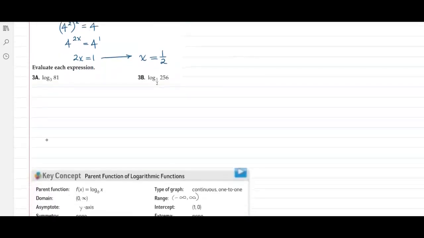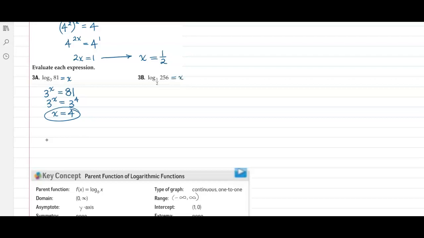Let's try another one. We don't know what this equals, but it equals something, so we'll call it x. 3 to the x equals 81. Now I'm going to express 81 as a power of 3. So 3 to the x, I'm going to call it 3 to the 4th. They have the same base, which means their exponents must be equal as well.